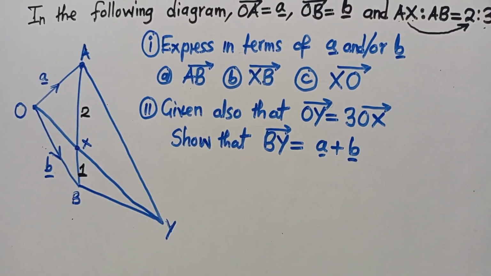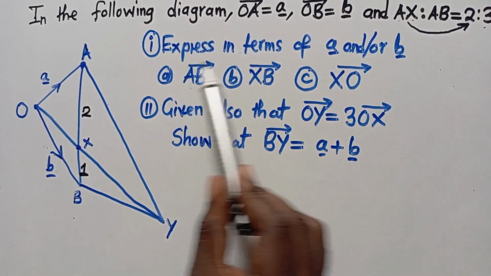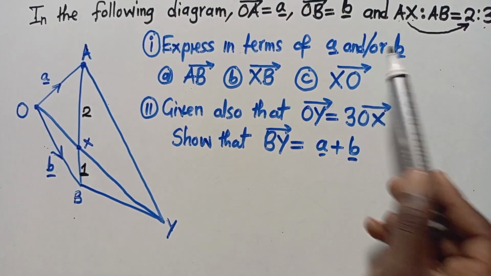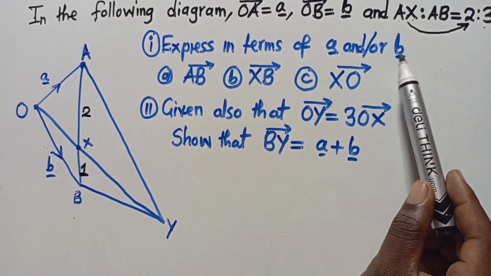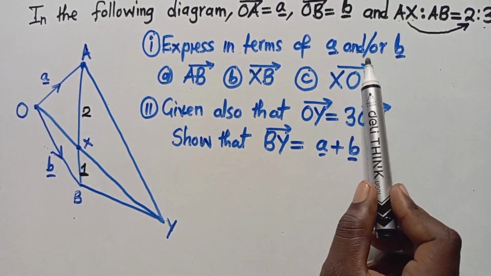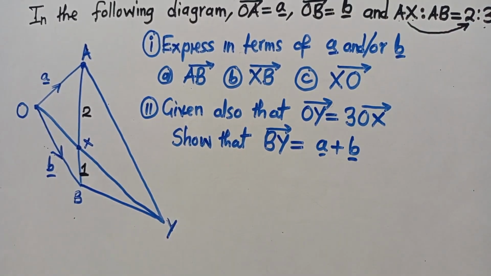These are wonderful questions. I guess you are even able to confirm with me. Express in terms of A and/or B. So they want us to express these answers in terms of A and/or B. So AB, first question, we want to find AB. How do we answer AB? So I'm going to write here AB. I want to find vector AB.